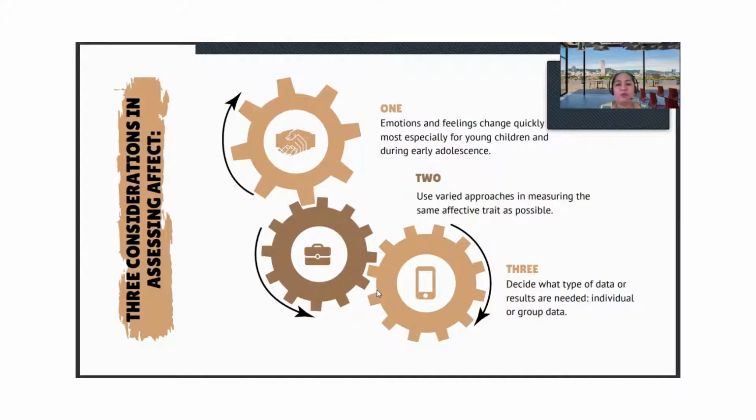Two, use varied approaches in measuring the same affective traits as possible. So it is important that we also use different approaches and measuring tools whenever we measure the same affective trait. And lastly, decide what type of data or results are needed. It may be individual or group data.